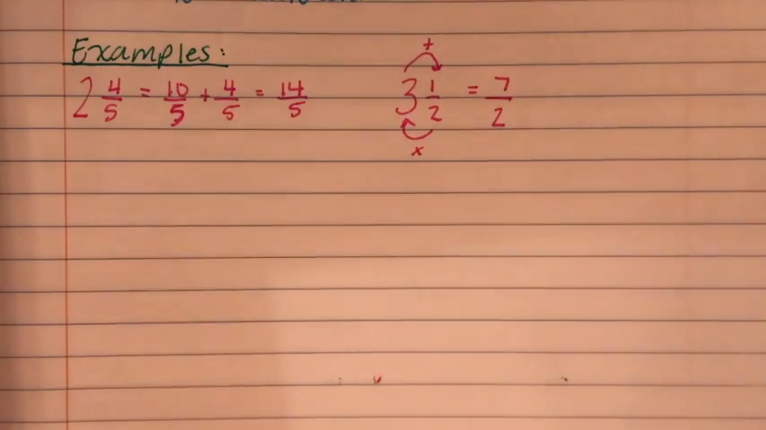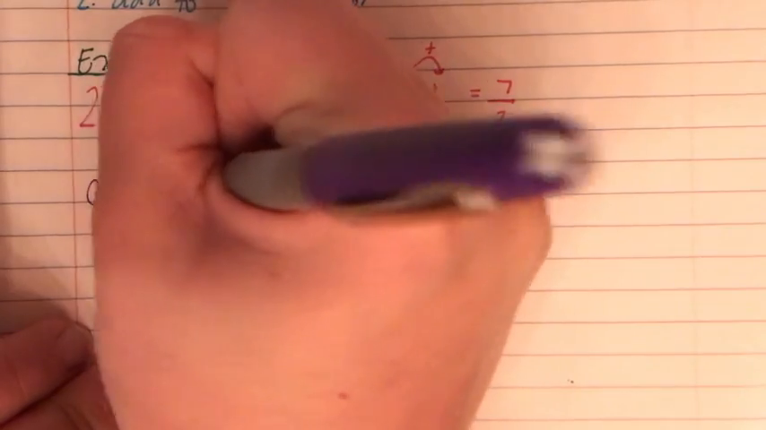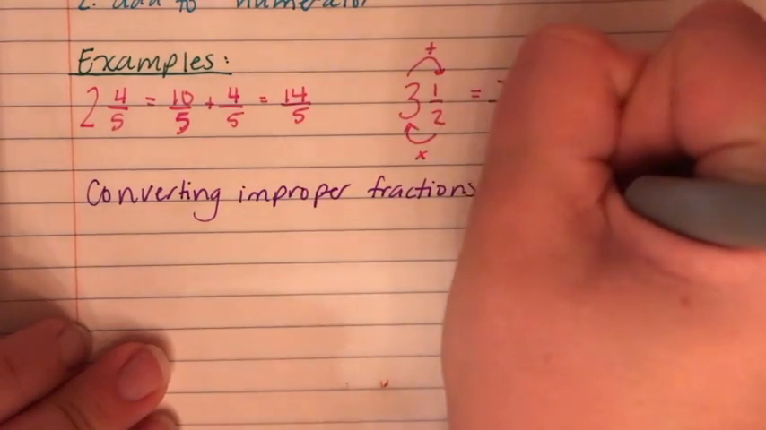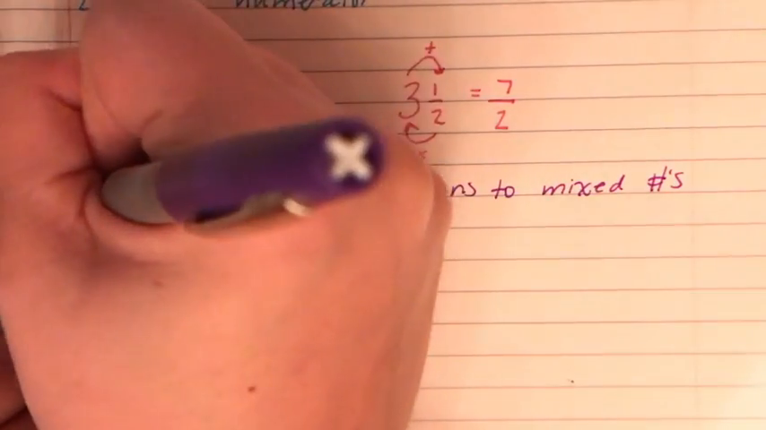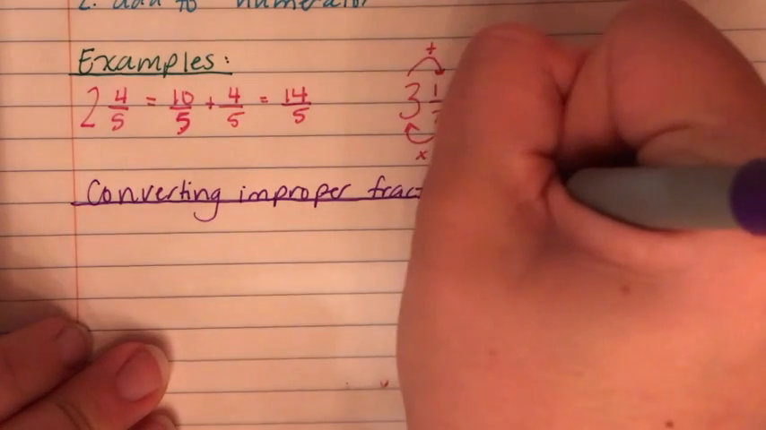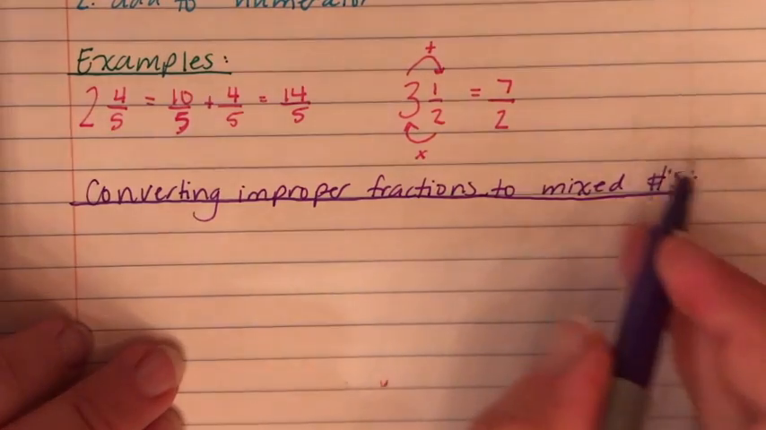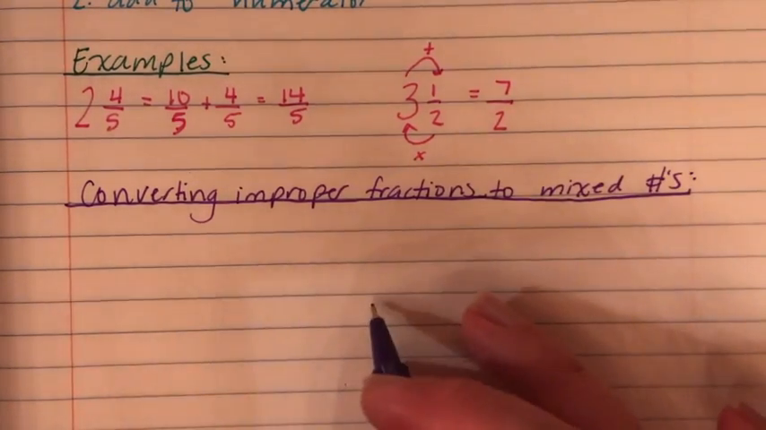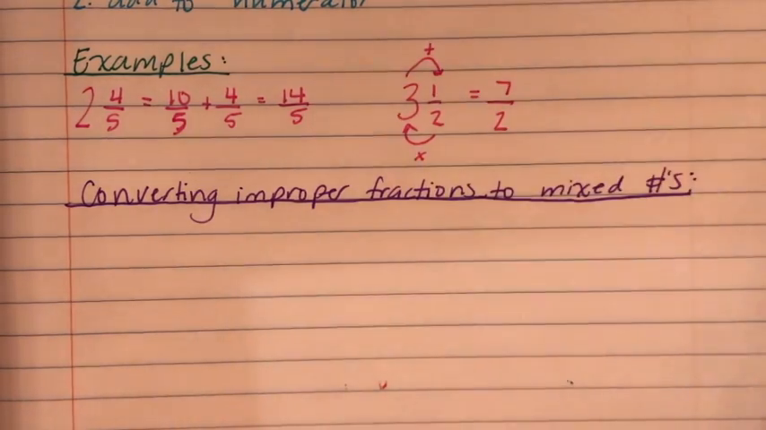Okay, now let's look at how we do it the other way. So converting improper fractions to mixed numbers. So oftentimes you're going to be asked for your answer in the simplest form, and most of the time the simplest form means a mixed number. Not always, but most of the time when they ask it in the simplest form, they want it back as a mixed number. And so it's important to know how to go from improper fractions back to a mixed number.